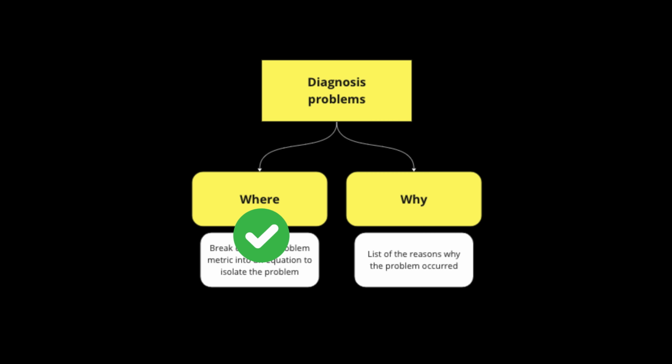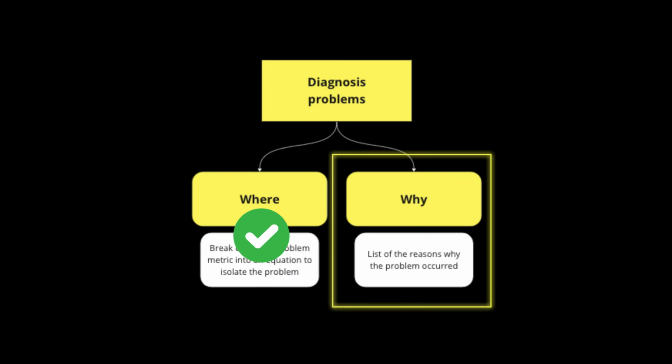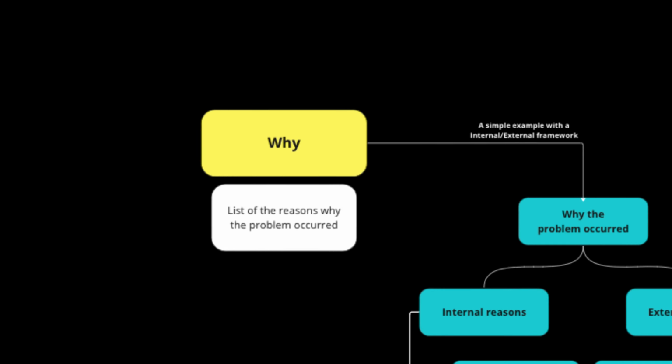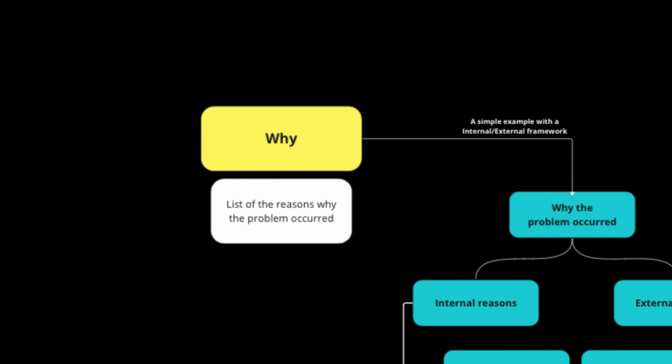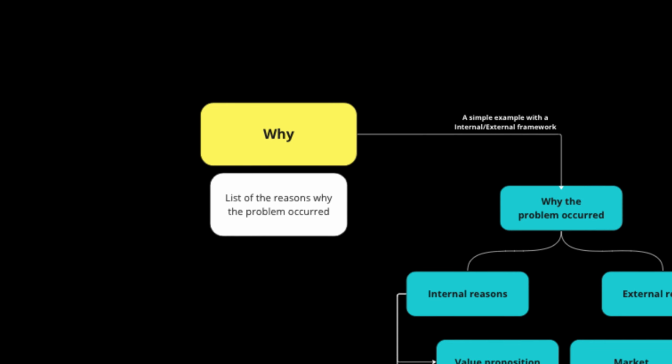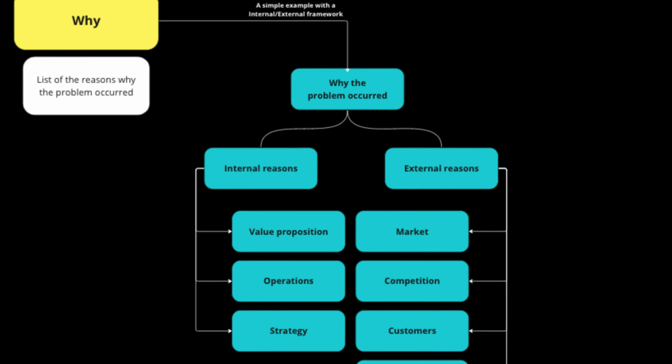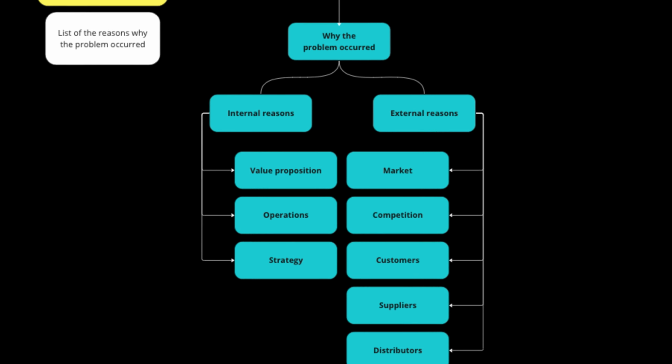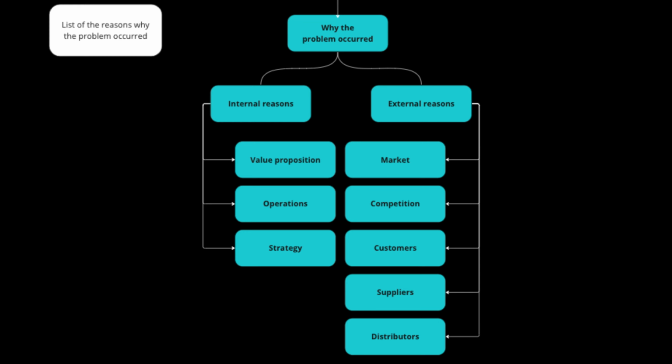Once you have isolated the problem, you must answer the second question: why this problem happened. To do so, list all the potential reasons that might have caused this problem. It can be internal reasons, for instance, your client's operations, or it can be external reasons, for instance, the market, the competition, the customers, the suppliers, or the distributors.